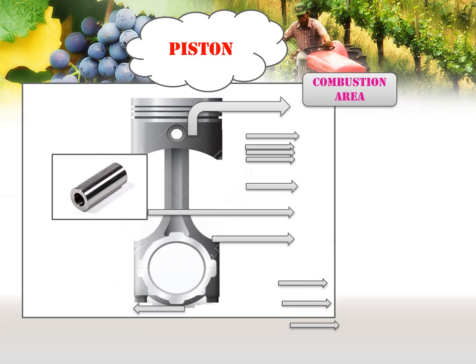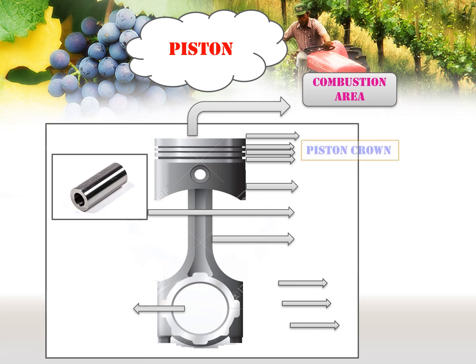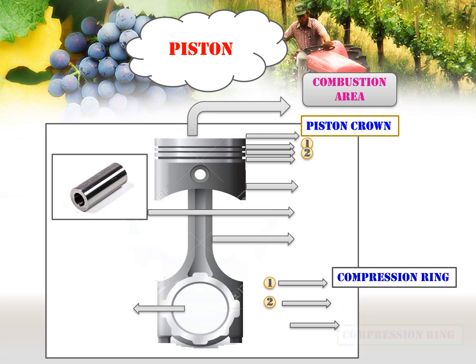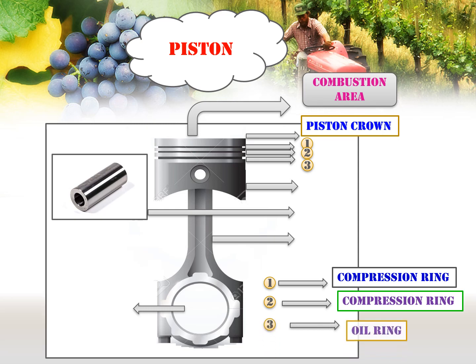Now we discuss the picture of piston. The top portion of the piston is known as piston crown. To provide gas tight seal and to prevent the escape of hot gases into the crankshaft, the compression ring is provided. In addition to compression ring, the oil ring is provided for lubrication purposes. The portion below the piston pin is known as piston skirt.